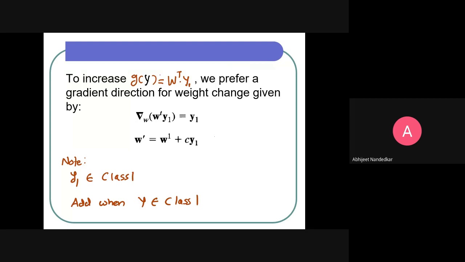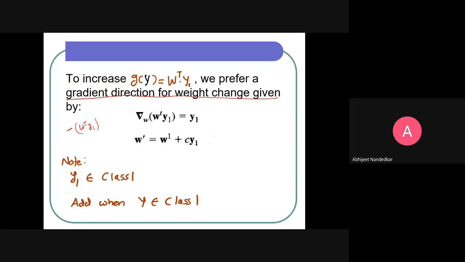So what we do, we got a negative answer. So to increase g of y, that is equal to w transpose y1, we prefer a gradient direction for weight changes. Now what is gradient direction? So we have this W transpose Y1.